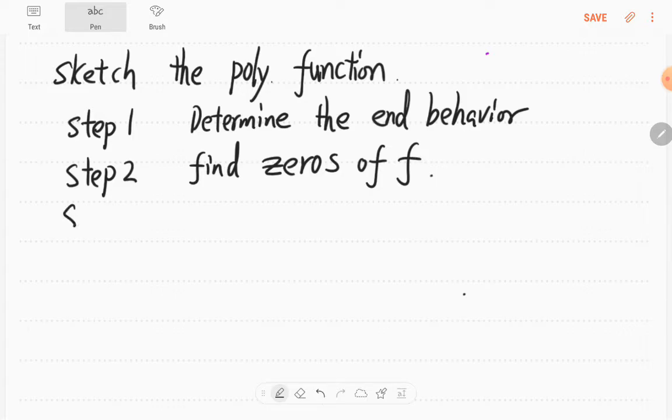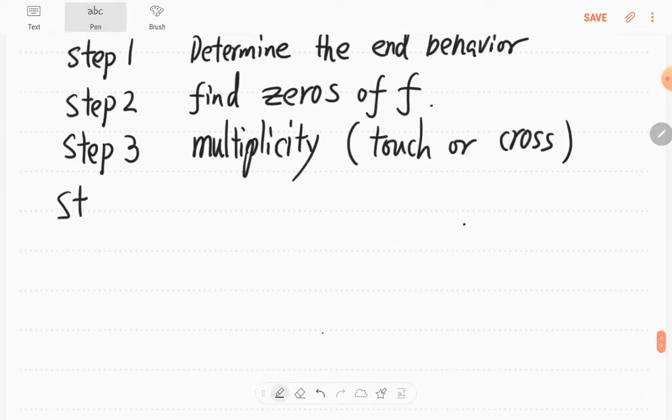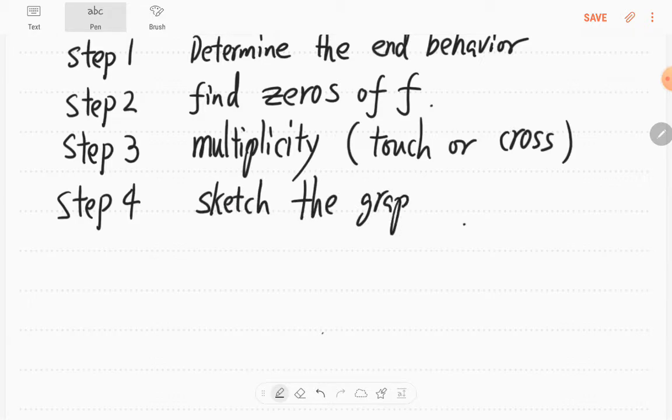The third step, determine the multiplicity, which will tell you whether the graph will touch or cross the x-intercept. Then the fourth step is to collect all the information from the above three steps to sketch the graph. Let me use an example.